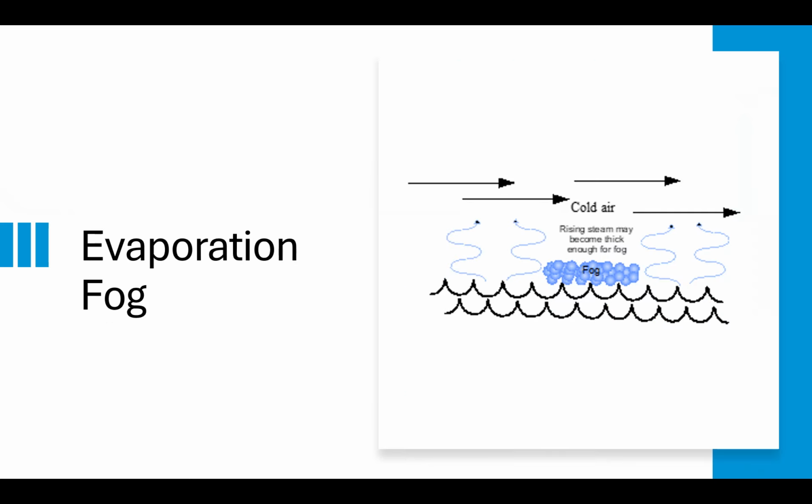Here it is, evaporation fog again, just honing in on the processes that are involved here. Let me go back to my pointer here. So we basically have this colder air again moving over a warmer body of water. Rising steam may become thick enough for fog. I've seen this over the Gulf Stream ocean current as well, with bitterly cold Arctic air masses coming off the east coast of the U.S. over the Gulf Stream, and I've seen this misty. It's just so eerie. It's like a smoke that comes in off the water.